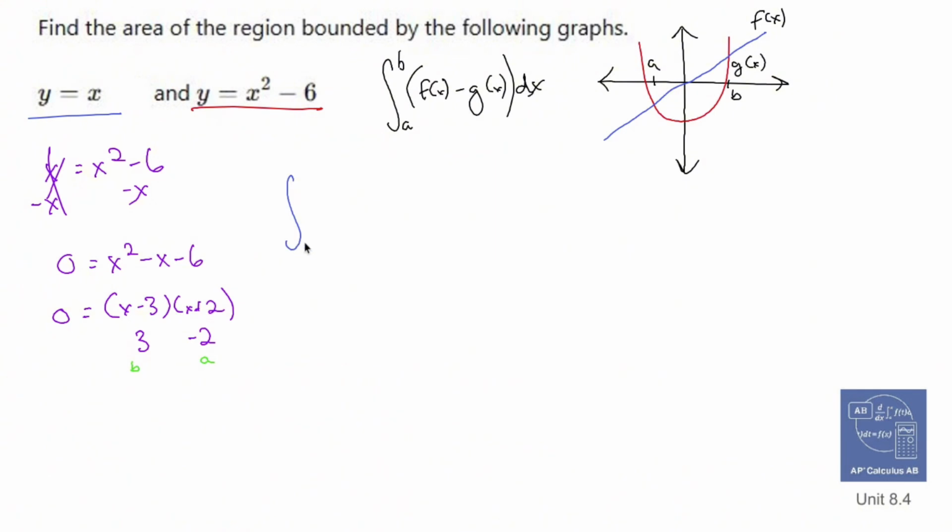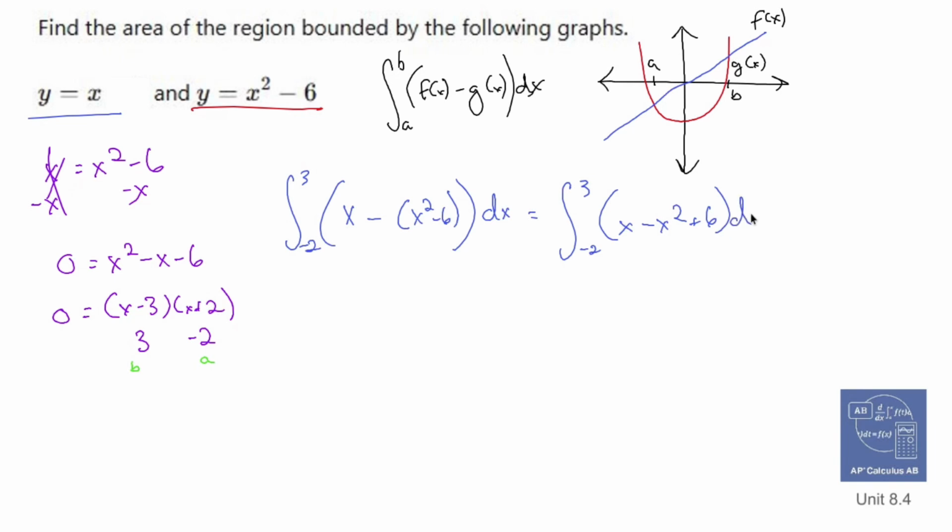So I have the integral from negative 2 to 3 of f of x, which we're calling the linear equation, x, minus g of x, which is x squared minus 6. Now, if you're wondering what if I have that backwards? Then you're going to get the same exact number, but it's going to be negative, and you just have to realize, since I got it backwards, the answer is going to be the opposite. So if my answer is negative 50, the actual answer is positive 50. So let's go ahead and do this. Let's rewrite that after distributing the negatives: the integral from negative 2 to 3 of x minus x squared plus 6 dx.